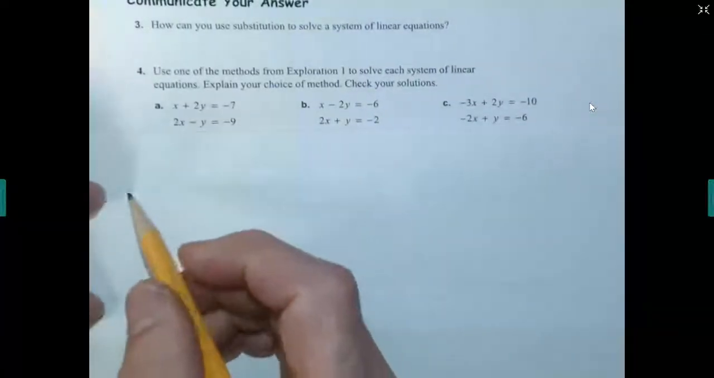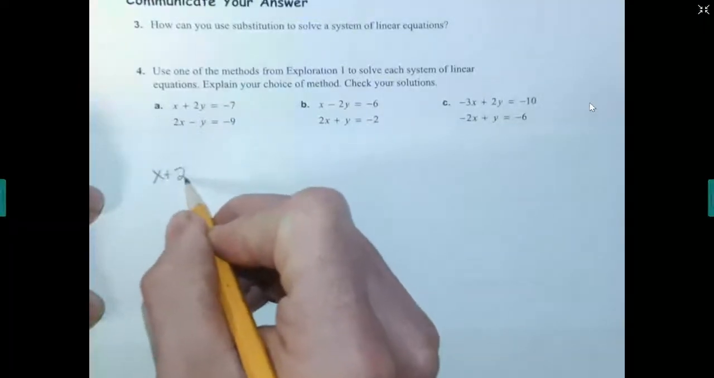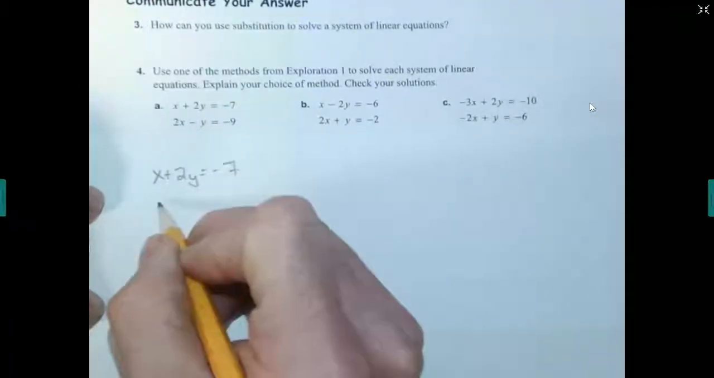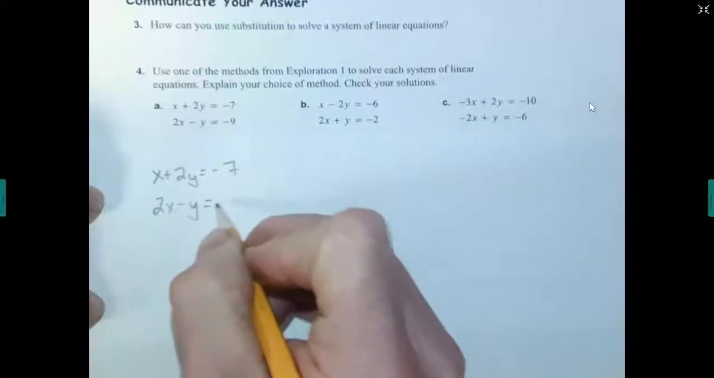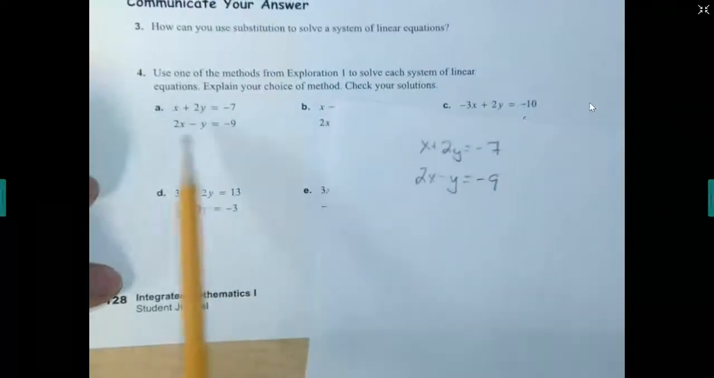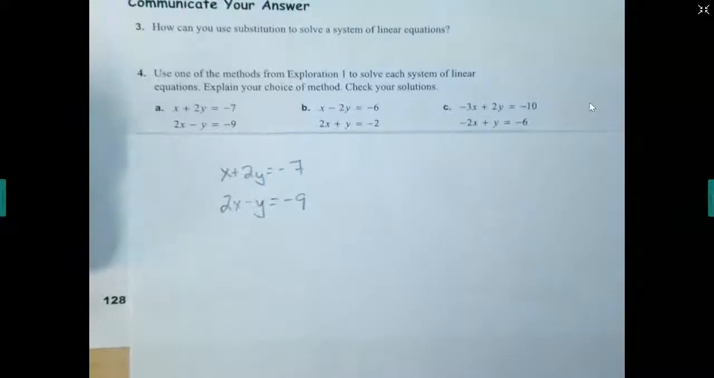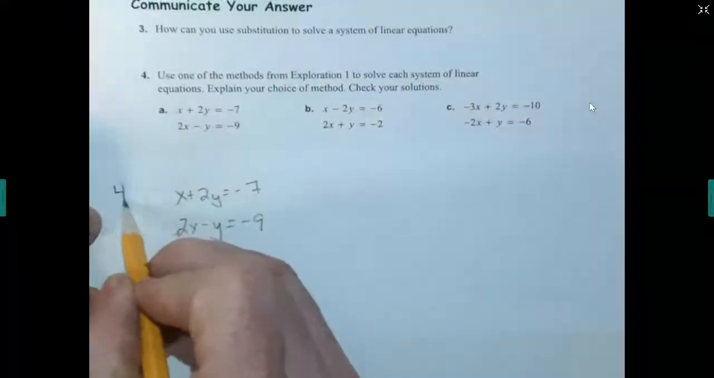So if we're here and we're looking at 4a, we have two equations, x plus 2y equals negative 7, and 2x minus y equals negative 9. I'm using a separate sheet of paper because there's no way I can get all the work in here. So I'm going to show you solving an equation by substitution.